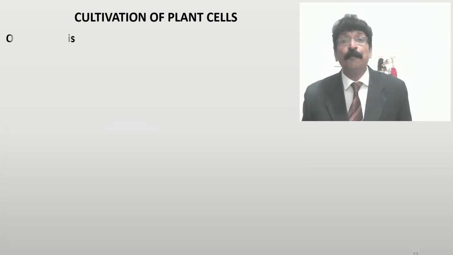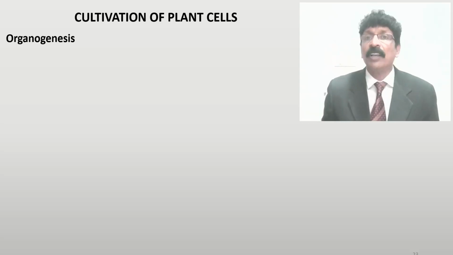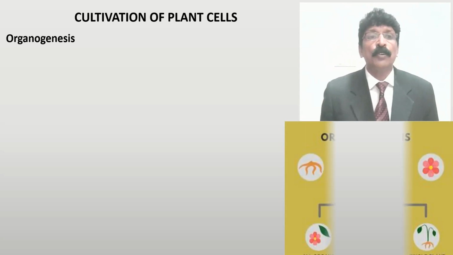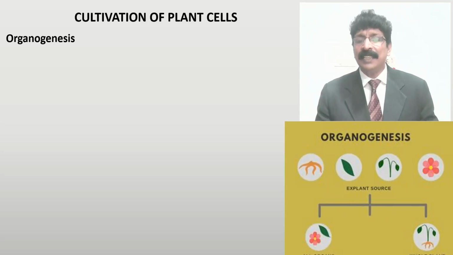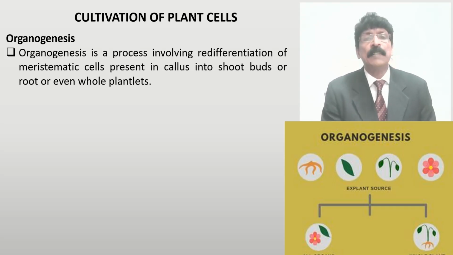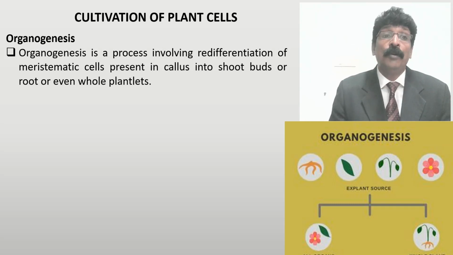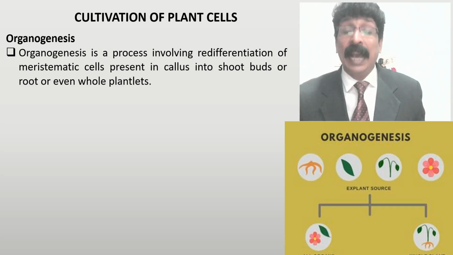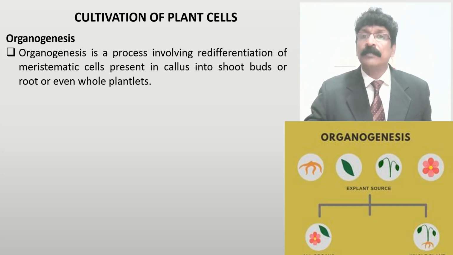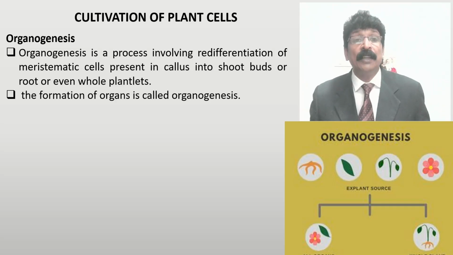And in cultivation of plant tissue culture, you should remember about organogenesis. Sometimes they will ask in a 2-mark question, what is organogenesis? Organogenesis, you can see all organs, maybe root, leaf, stem or a flower or a bud, you are getting a whole plant. So organogenesis is a process involving redifferentiation of meristematic cells present in callus into shoot, bud or root or even whole plantlets. The formation of organ is called organogenesis.